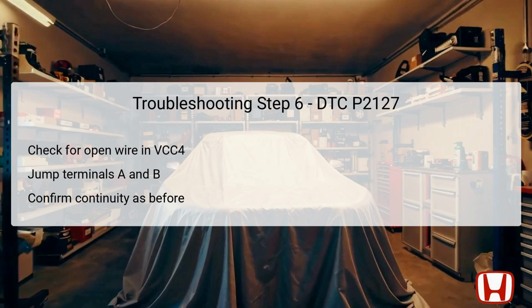Establish a jumper between terminals A and B of the APP sensor 6P connector now to diagnose any potential open circuits. Check continuity between the PCM connector A number 42 and body ground. Achieving continuity signifies that wiring related to the VCC4 system is intact. If there is no continuity, address any open wires found between the PCM and APP sensor. Ensuring the integrity of these wires is critical for preventing future disruptions in the throttle responsiveness and overall engine performance.